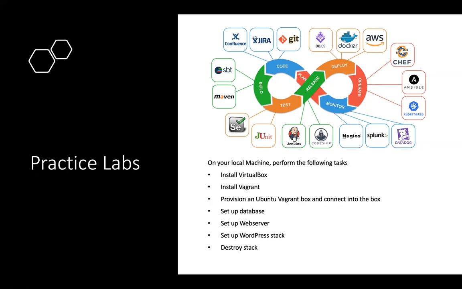Great. So we are probably approaching the end of the session. What I have on the screen here are some practice labs that I would like you to practice and get an idea of. On your local machine, to get an idea of how all these work, install VirtualBox, install Vagrant, get an Ubuntu box, connect to it, and try the different options available in Vagrant to download a box, connect to a box, SSH into a box, and things like that.